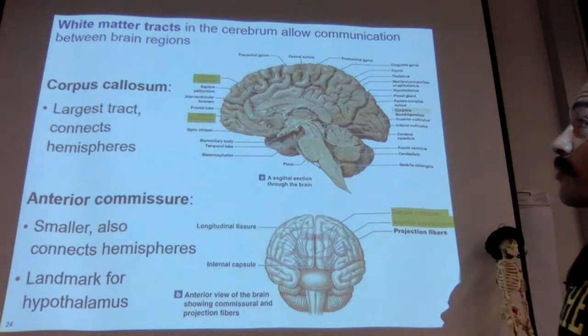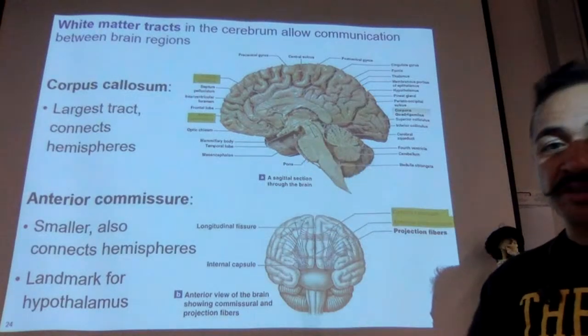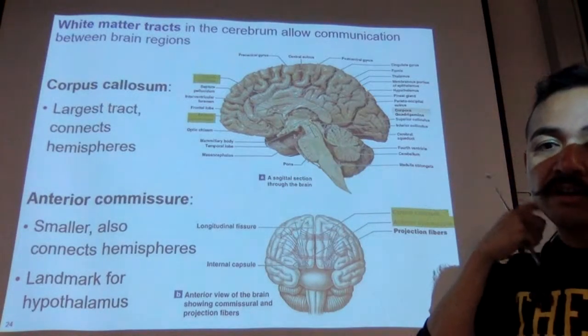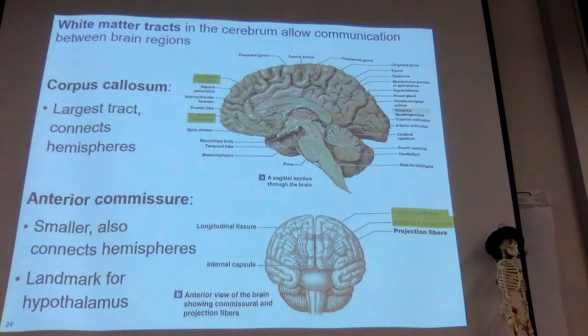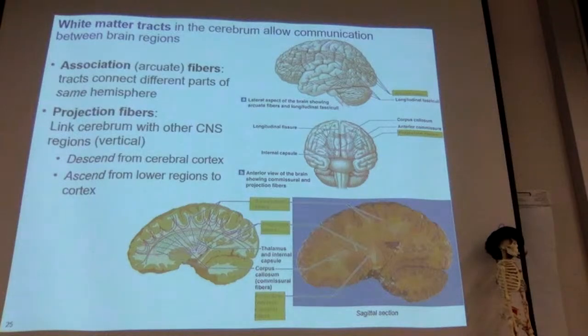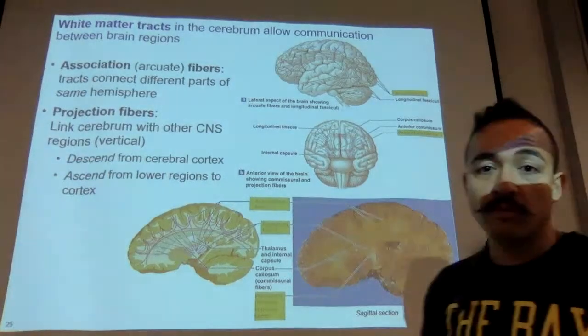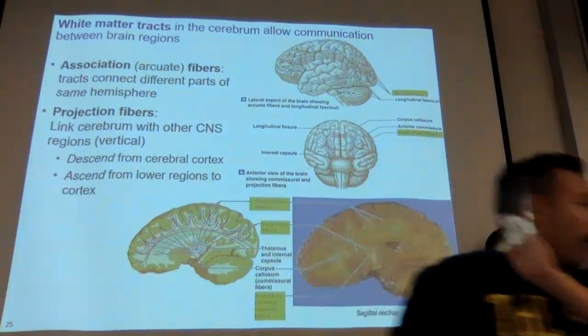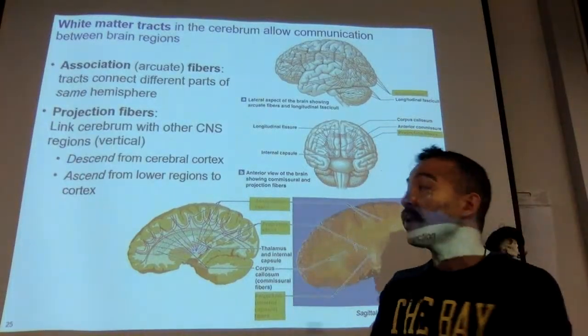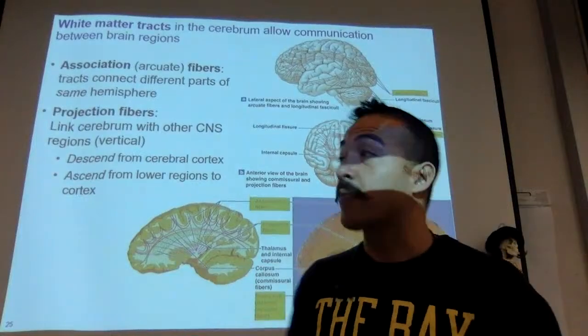So commissural fibers, corpus callosum, anterior commissure, they connect hemispheres. Commissural fibers connect hemispheres. Those aren't the only fibers you have in your brain. If we want our hemispheres to talk, we need commissural fibers.